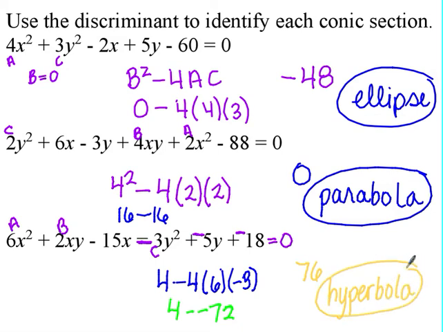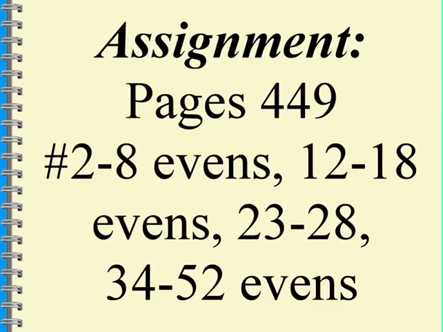Biggest mistake people make is they don't put everything on one side and they don't identify A, B, and C correctly. So your assignment: I might have given this to you yesterday, but Monday, probably going to have a quiz and worksheet over hyperbolas. Tuesday is the A and C 12, and then Wednesday we're going to continue on with conic sections.